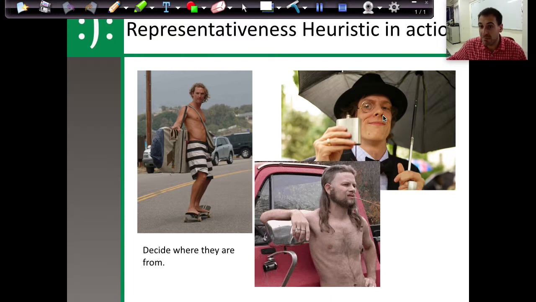Maybe England? Maybe the Wild West? I mean, he has an eyepiece. His top hat is not really typical in modern society. So where does he come from? Okay, so these are representative in terms of your schema.